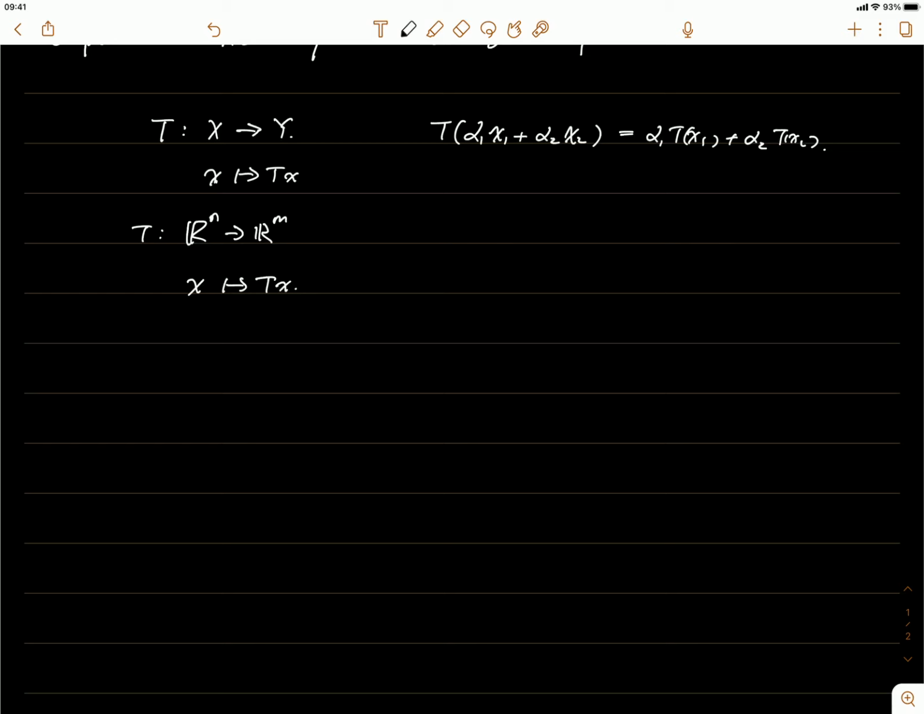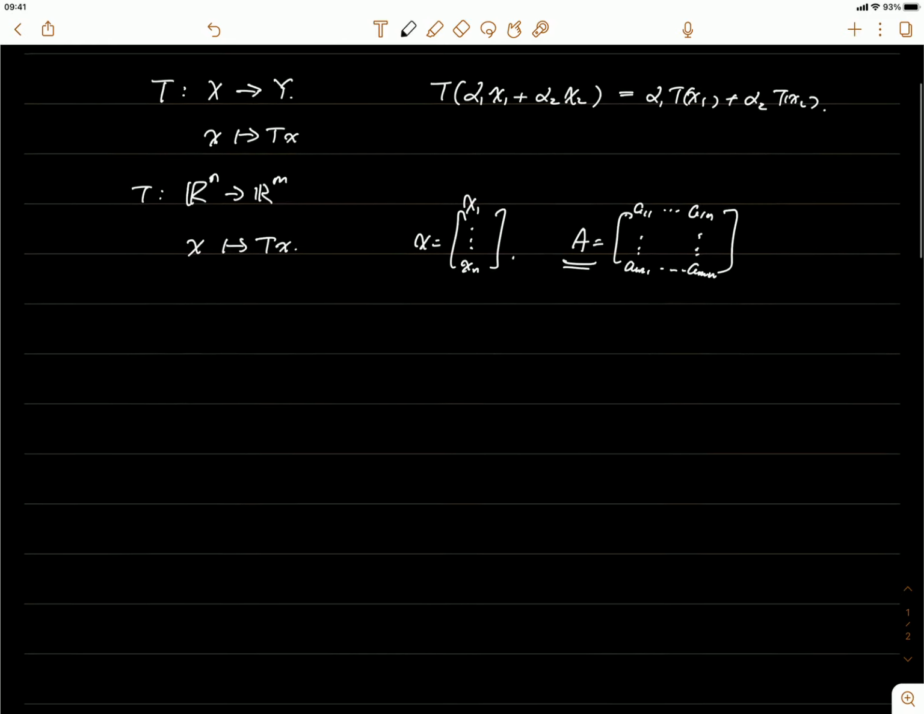So we have x equals x1 through xn, and then if you have a matrix, say we call it A, where A is A11 through A1n down to Am1 through Amn, then you know that when you multiply x by A, Ax will be a vector in Rm. So T could be realized by some matrix A like this. Okay, so that's the basic example.